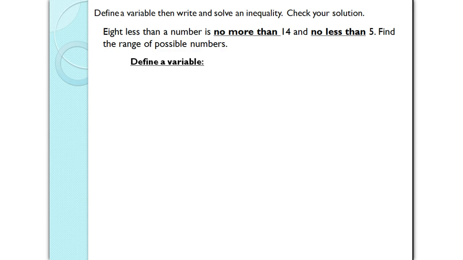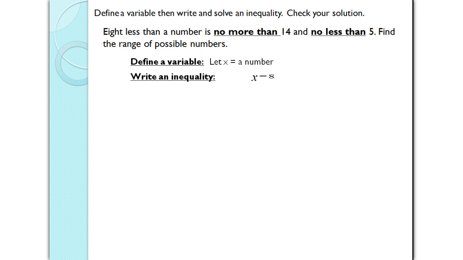We're supposed to be finding a possible number. So I'm going to let x equal a number. Next, we want to set up an inequality. So let's start by breaking apart this sentence. 8 less than a number. So 8 less than a number can be translated as x minus 8.